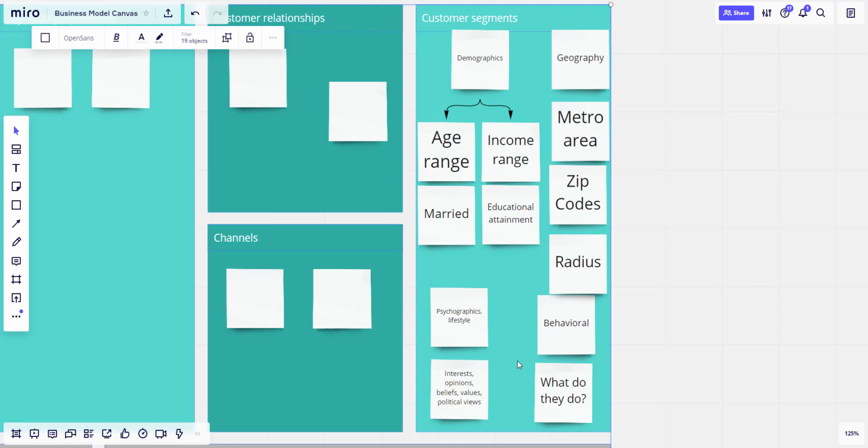So these are a couple of lenses to think about when you are defining and coming up with how you describe your customer segments.